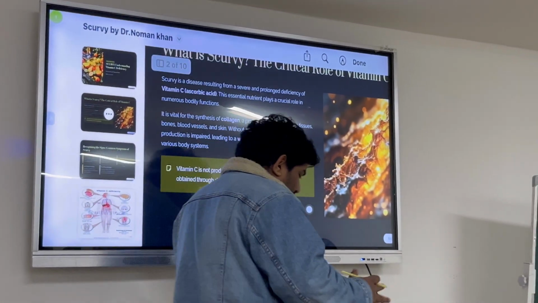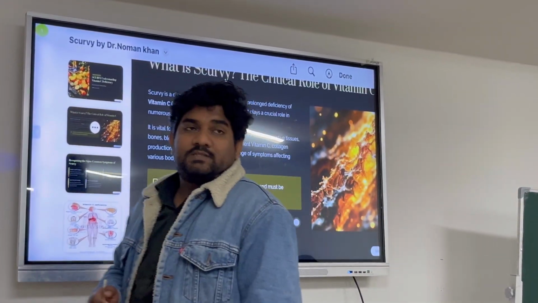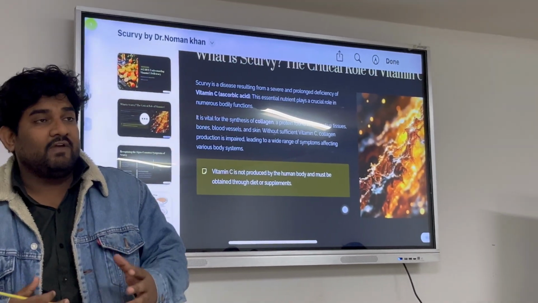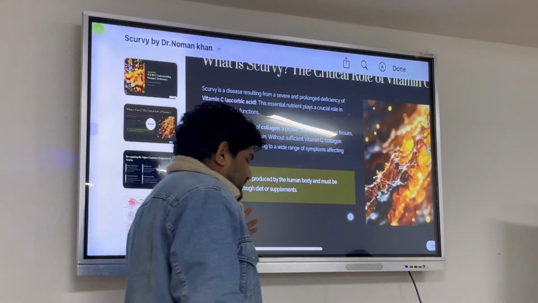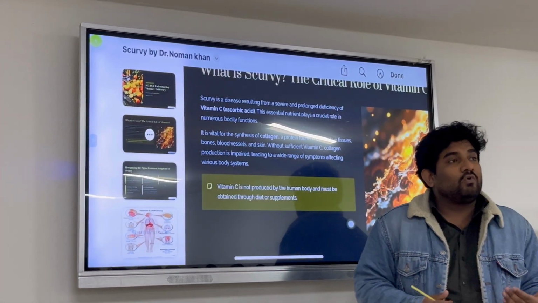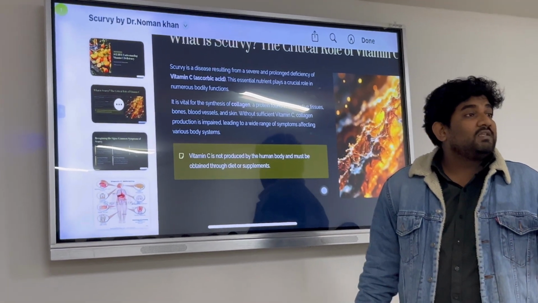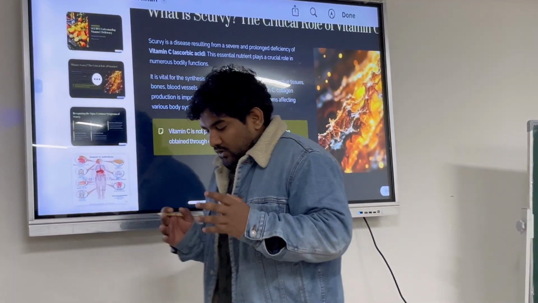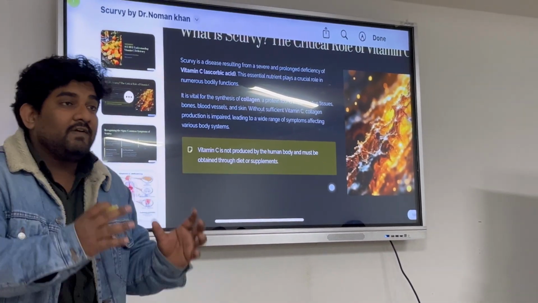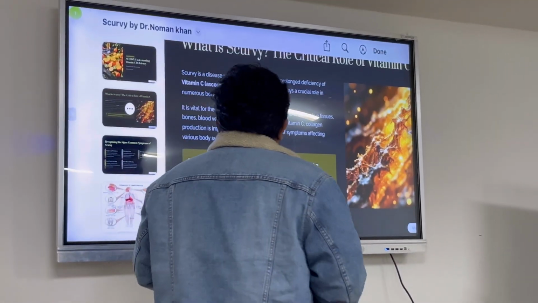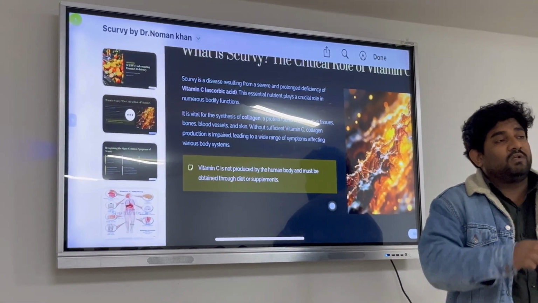Okay, let's think about what vitamin C is. Vitamin C is not synthesized in our body, so we have to take vitamin C from our diet. First we will talk about the crucial role of vitamin C in our body. The first is helping collagen synthesis. What is collagen? Collagen is present in connective tissues like cartilage, bones, blood vessels, and skin. First I would like to explain its crucial role in collagen production or synthesis.